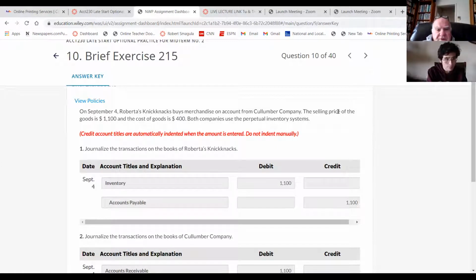You bought merchandise on account. That's not so hard. Debit inventory, credit accounts payable. So that's pretty easy, right? That part. And then the selling price of the goods is $1,100.